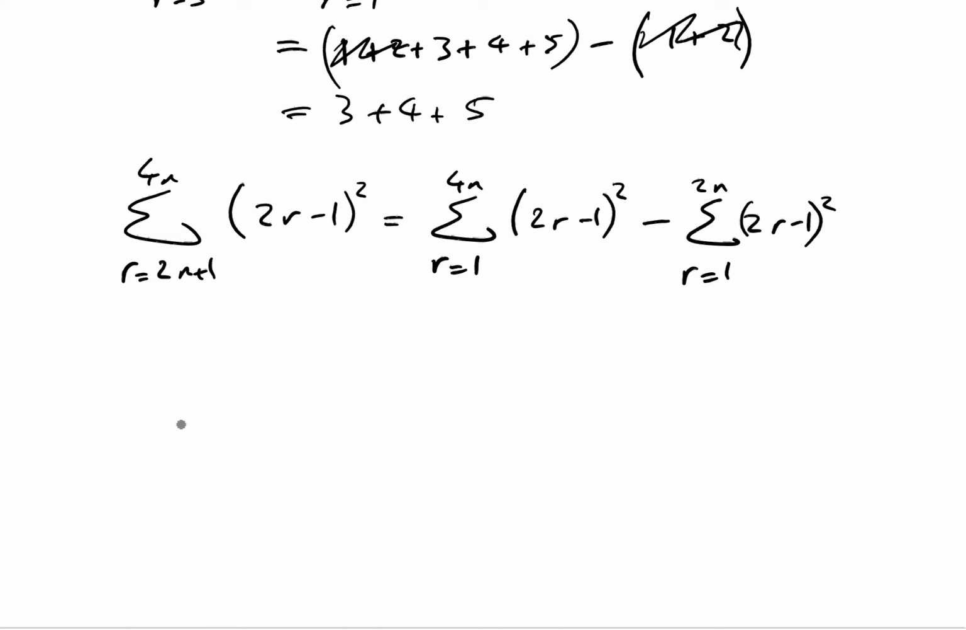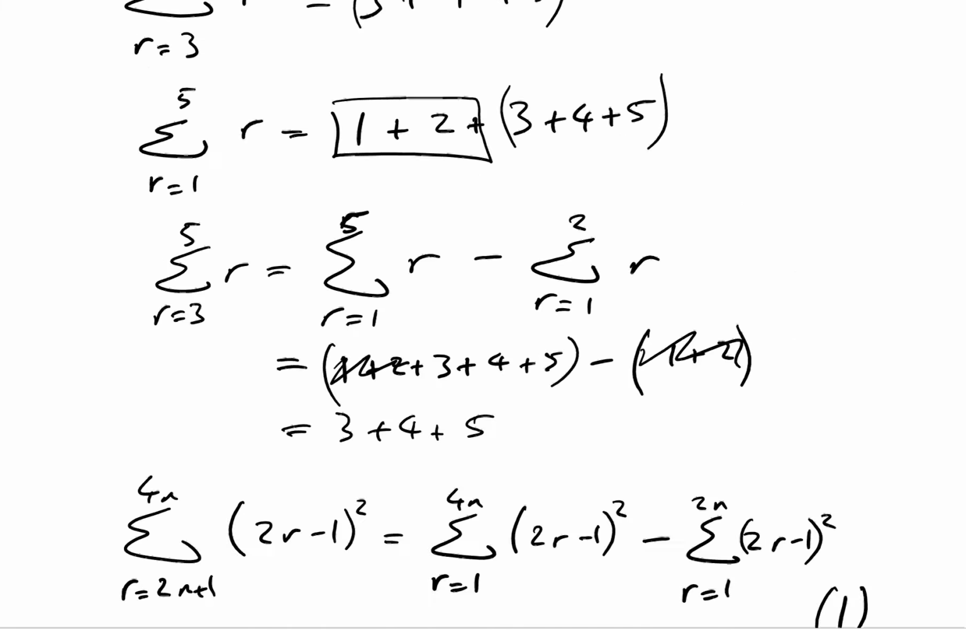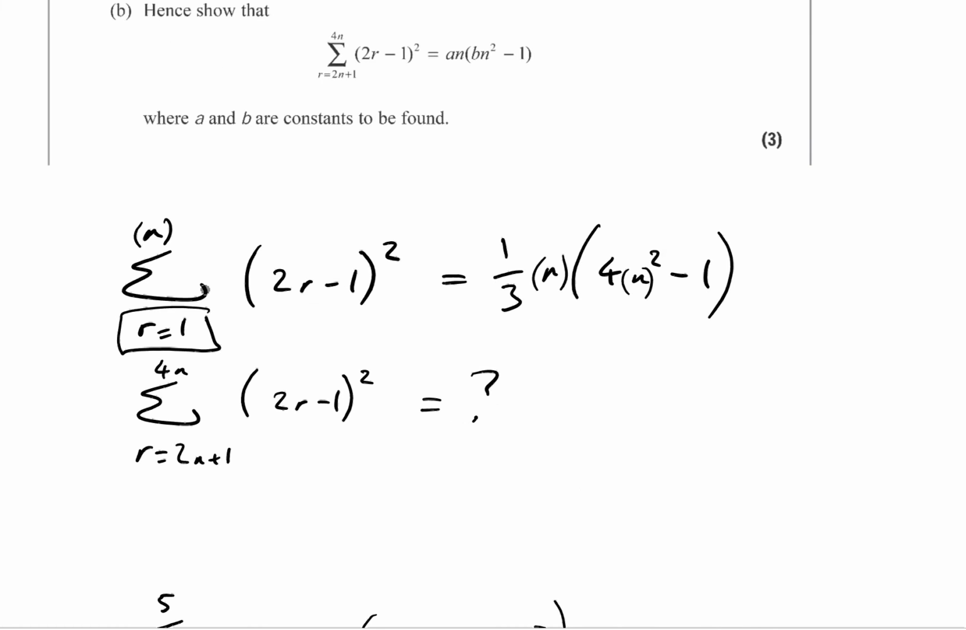Okay, and now it should be fairly straightforward. That's the hard bit done, and if you manage to work that out, that's 1 mark actually. So let's sub in. We know the summation from 1 to whatever this thing up here is the same as a third, subbing in whatever that thing is, multiplied by 4 times whatever that thing is, squared, minus 1.